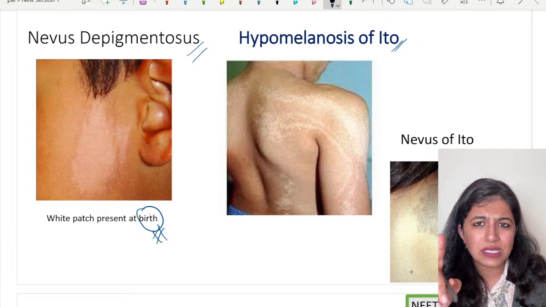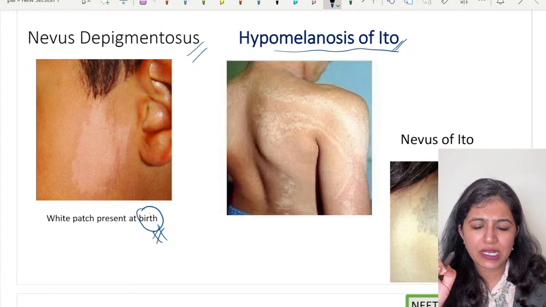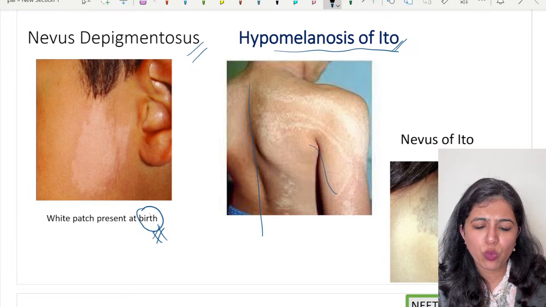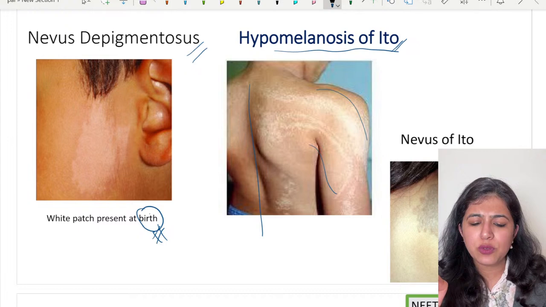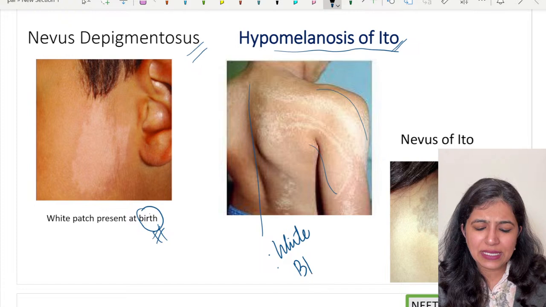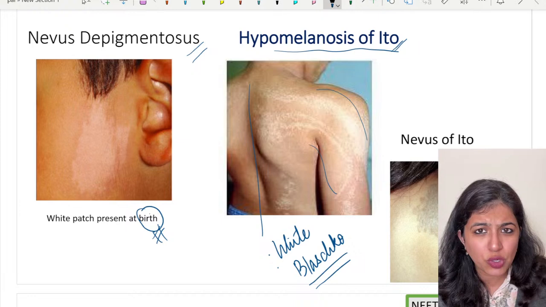Hypomelanosis of Ito was there on the first slide, blaschkoid pattern. So here what you see, again a midline demarcation, and you see white lines in a blaschkoid pattern. So hypomelanosis of Ito is white lines in a blaschkoid pattern, as if somebody has drawn white colored blaschkoid lines on the body of the patient. These are also present since birth.